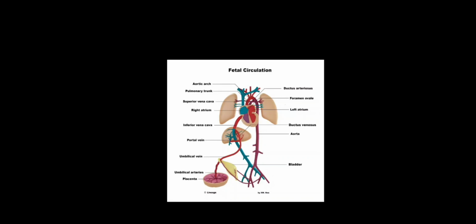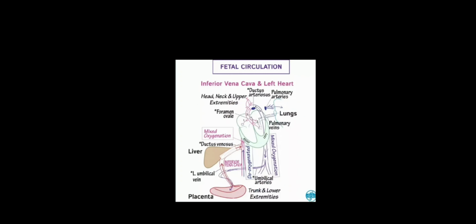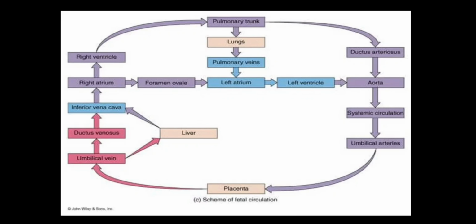So this is basically a diagram explaining it. Let's look at the flow chart. So blood from the placenta goes through the umbilical vein. It goes to the liver and it bypasses the liver through the ductus venosus. It goes to the inferior vena cava. Then from the inferior vena cava, it goes to the right atrium.